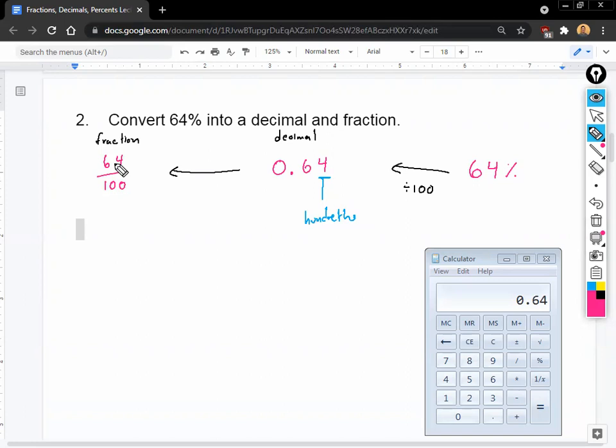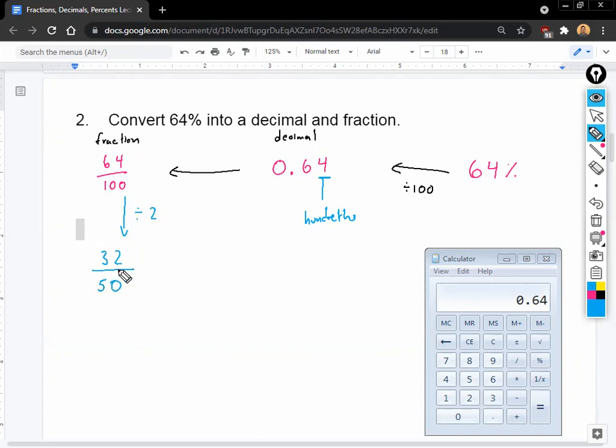Yeah, what's up? Do you have a question? Yeah, you need to divide the top and bottom by the same factor. So what's one factor you can divide it by? Yeah, 2 is an easy one, so let's go with 2. So if we divide 64 by 2, we get 32, and 100 by 2, we get 50.